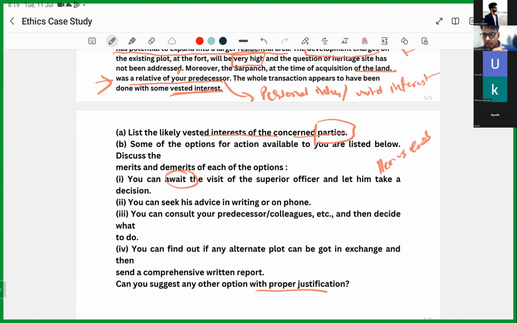I'm just concluding this session since time is also demanding the same. You can consult your predecessors, colleagues, and then decide what to do. This consultation will be in written format only. Let me know why this was not there. So say that if he did not do it, then at least I will do it. On the basis of the response, you can find out if any alternate plot.